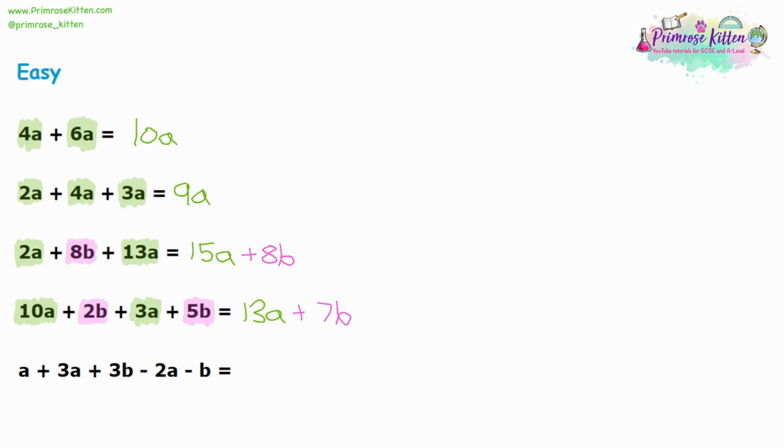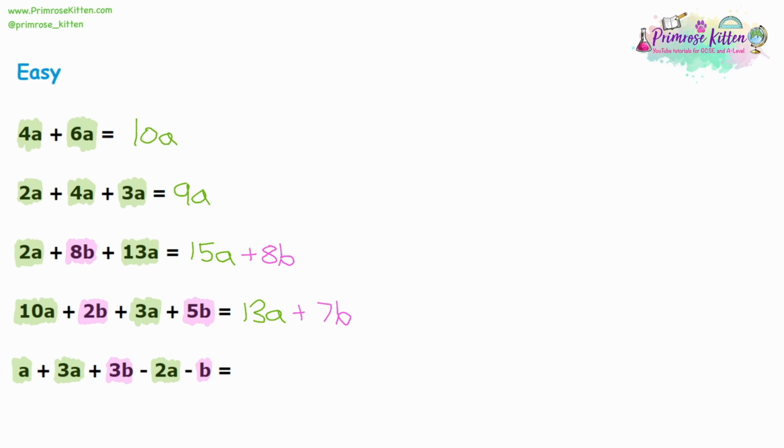Now, moving on to question 5, you might spot something there that makes it a little bit more complicated. We'll start off with our method. So we've got a, we've got 3a, and we've got a 2a, and then in the other colour, we've got a 3b, and we've got a b.